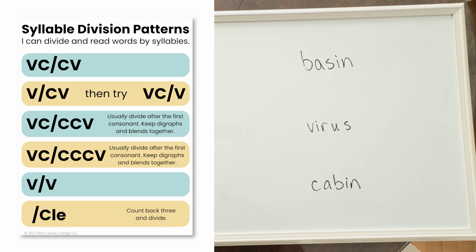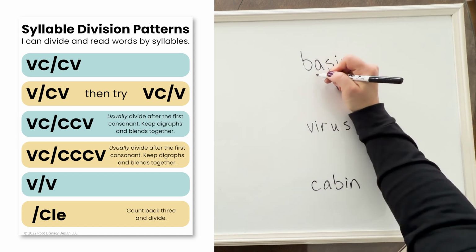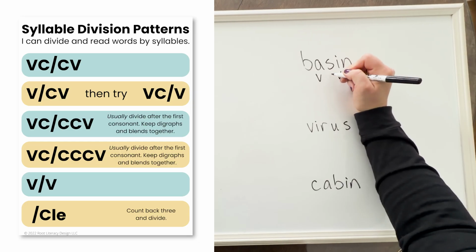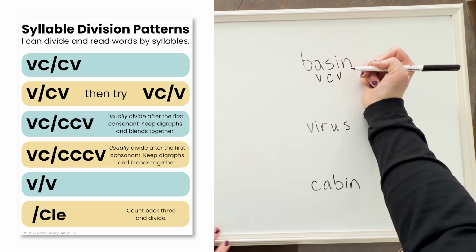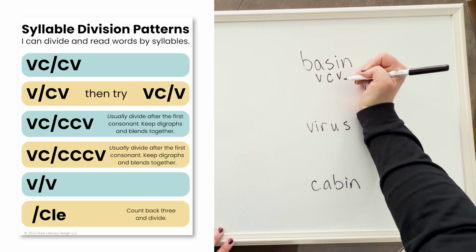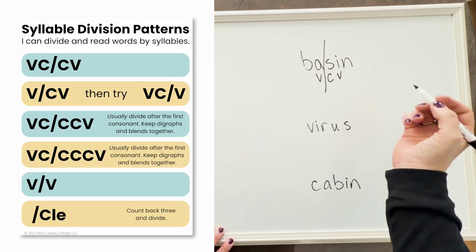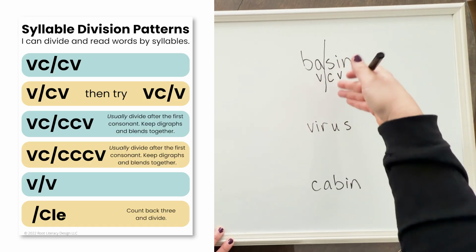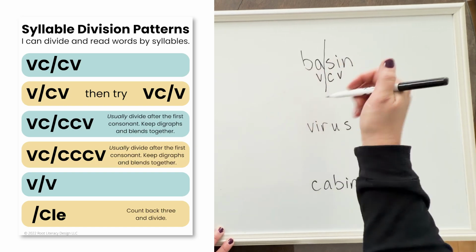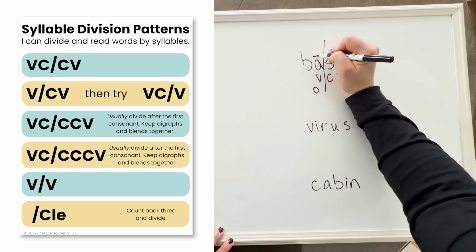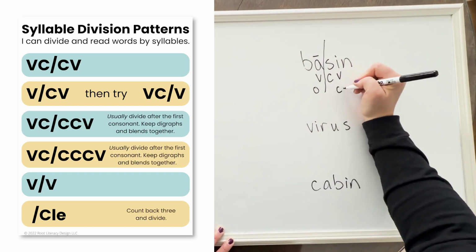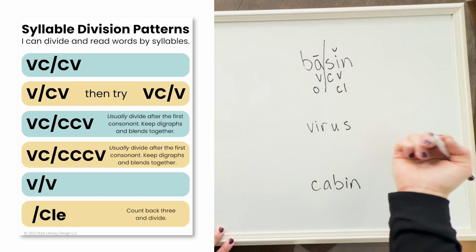The next syllable division pattern we're going to look at is when you have 2 vowels with 1 consonant in between them. So same thing, we're going to mark the vowels that make a sound. We're going to look between them. I see 1 consonant. When I see this pattern VCV, I always try to divide after the first vowel first. If that doesn't work, then I move it over after the consonant. BA is open, A says A, the SIN is closed, I says eh.